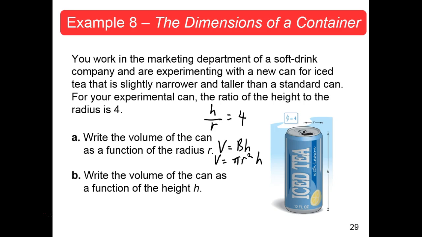But guess what? They want the volume of the can as a function of radius alone, not height. So how can we get the h into r? Look at our equation there, the key here. If you multiply both sides of this by r, that's legal in most states, right? Then your r's cancel out here, and you have h is equal to 4r. So now you can plug that in for h: pi r squared times 4r. And what would that be?